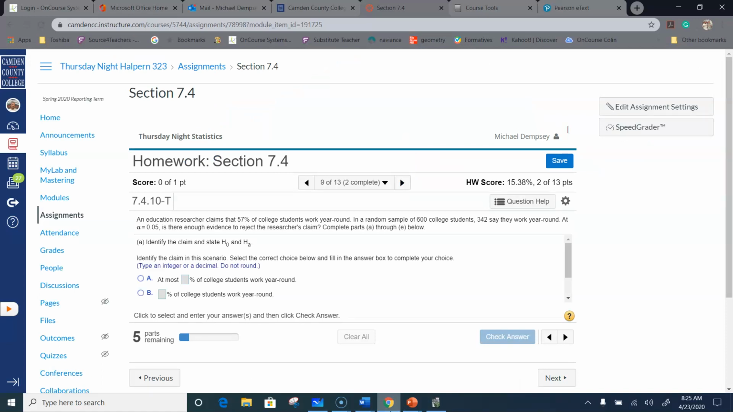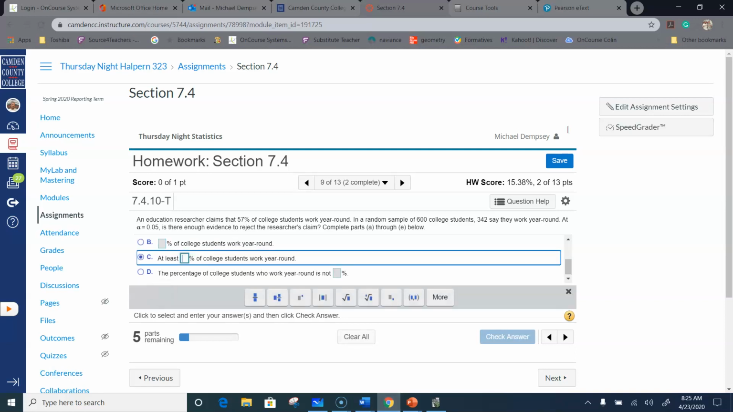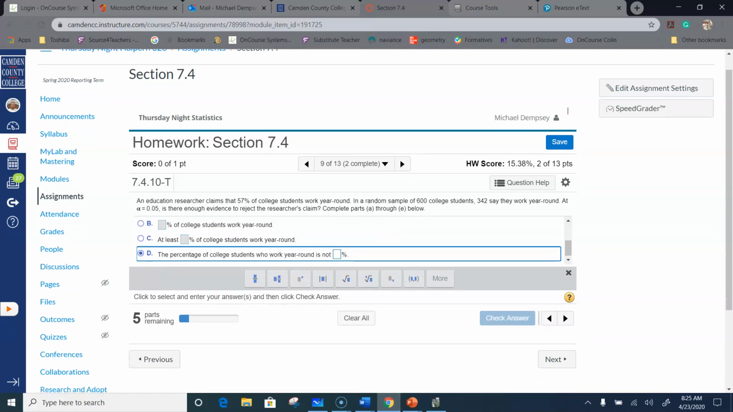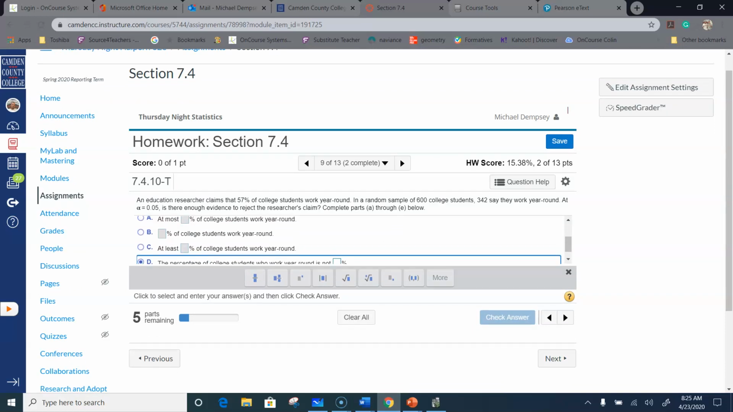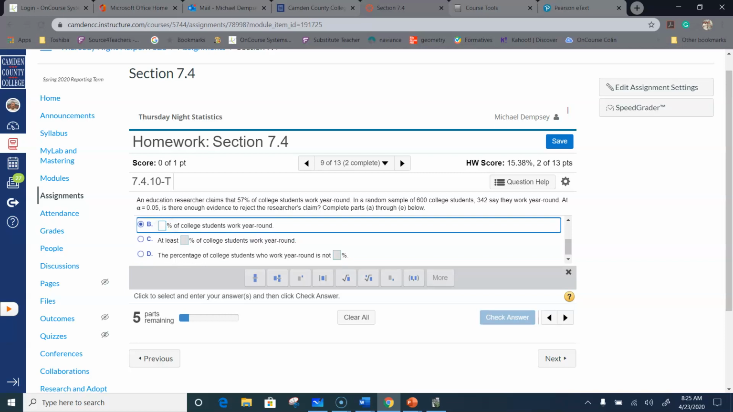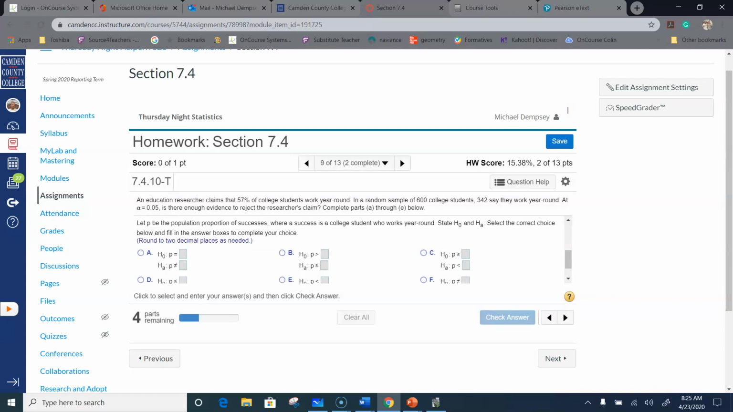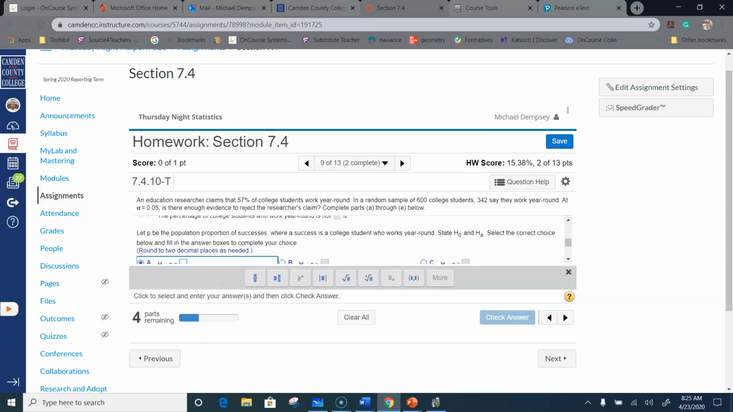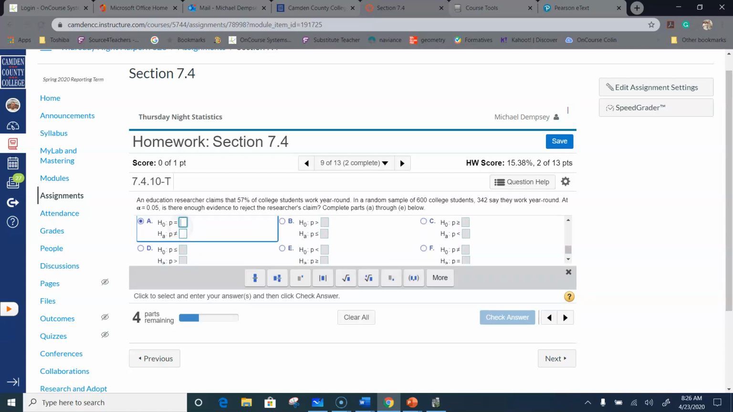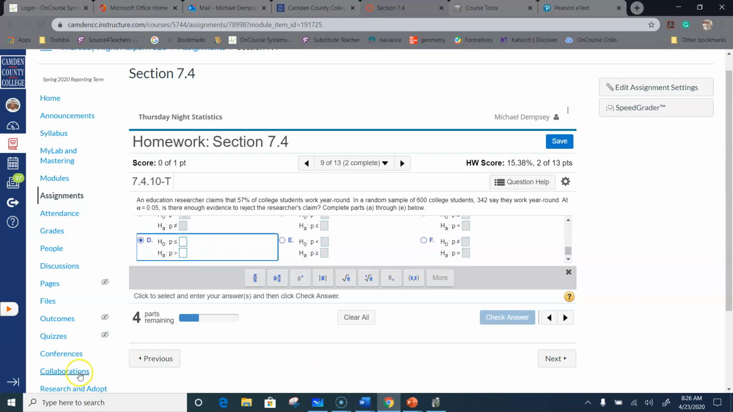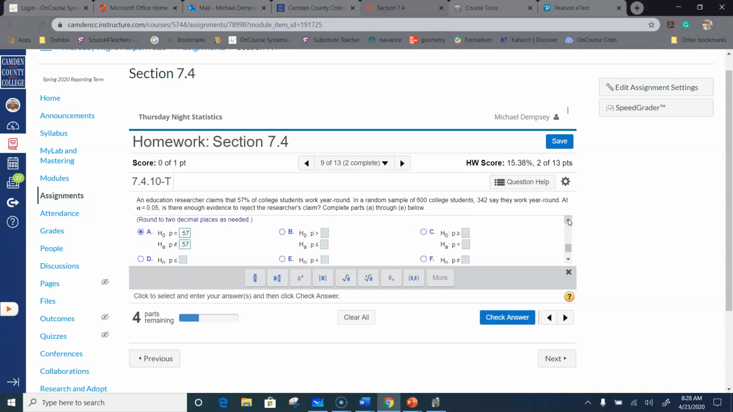So here we go. Identify the claim in this scenario. He claims that 57% of college students work year-round. That's the claim. Real simple, equal sign. So we definitely want a two-tailed test. We want an equal to or a not equal to. Either it does indeed equal 57%. Remember, I'm going to shift to a decimal here, so it's a proportion. So we have equals 0.57, not equals 0.57, two-tailed test.